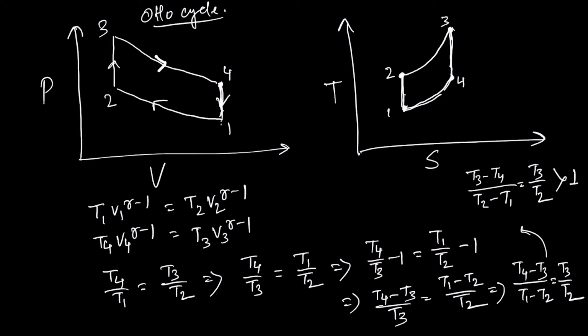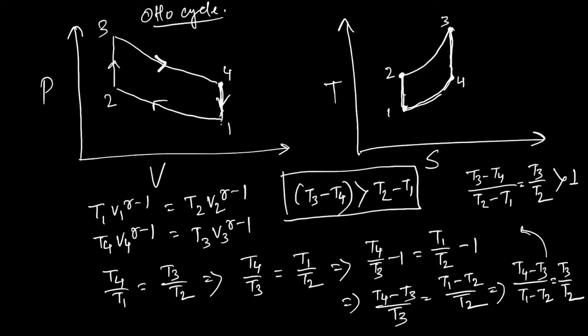So, this is greater than 1. If this is greater than 1, that means T3 minus T4 is greater than T2 minus T1. So the temperature difference between 3 and 4 has to be larger than between 1 and 2. So this line will be smaller and this line will be bigger.